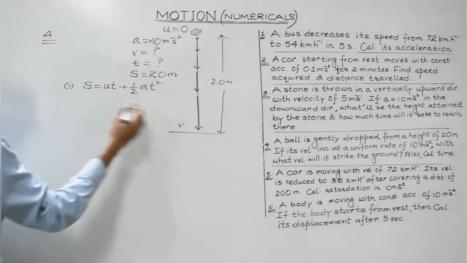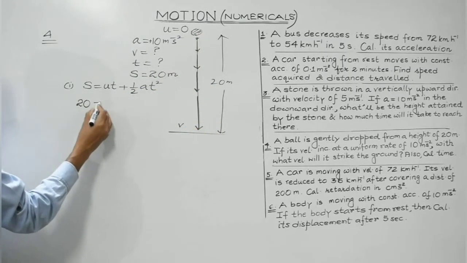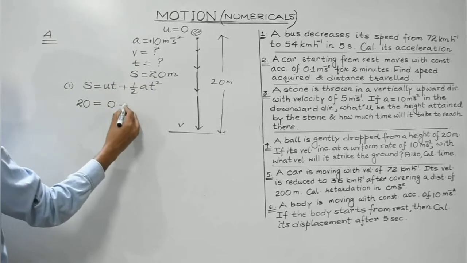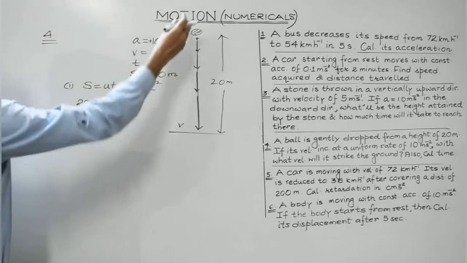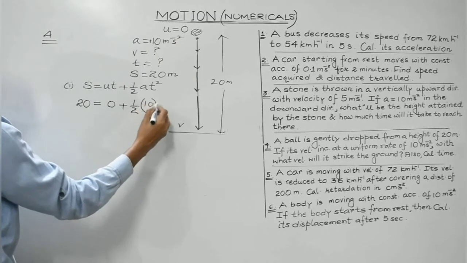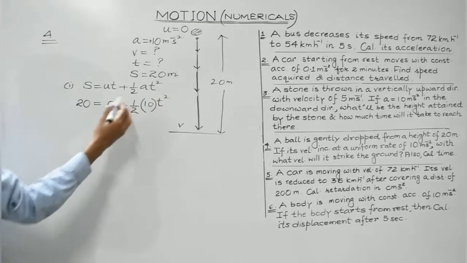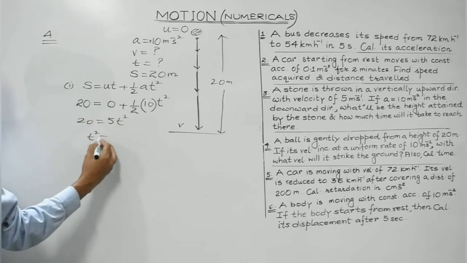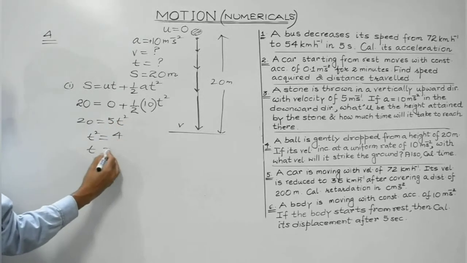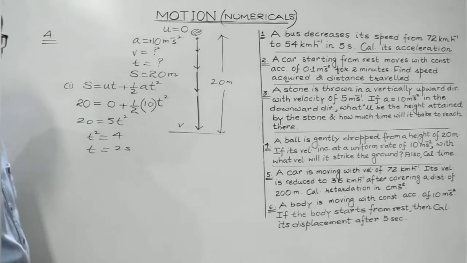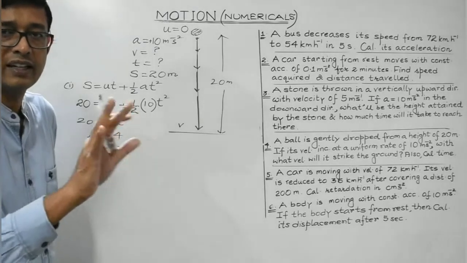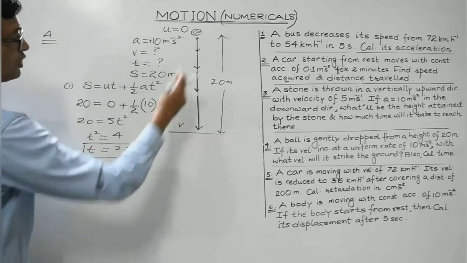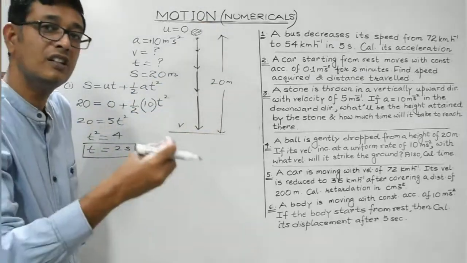So here s is given, it's 20. Initial velocity is given to be 0. 0 multiplied by anything would be 0. Half, acceleration is plus 10. t is to be found. Right? So we can easily get 20 is equal to 5t square, or t square is equal to 20 by 5, that is 4, or t equals 2 seconds. Plus minus 2, but time can't be negative, so avoid that negative sign. So we get t equals 2 seconds. So this is the time which it will take to reach the ground.